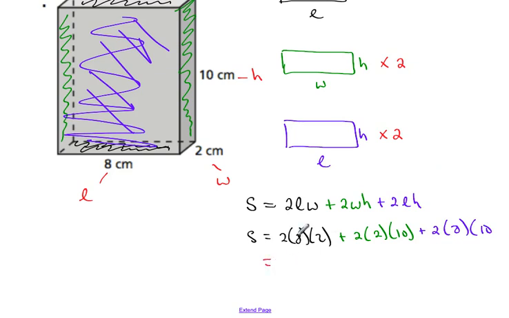What's 2 times 8 times 2? 2 times 8, 16. 16 times 2, 32, plus 2 times 2 is 4. 4 times 10 is 40, plus 2 times 8 is 16, times 10 is 160. 160 and 40 is 200. 200 plus 32 is 232 centimeters squared, since it's area.